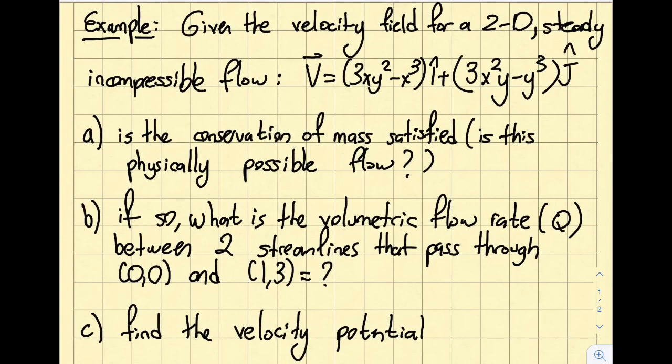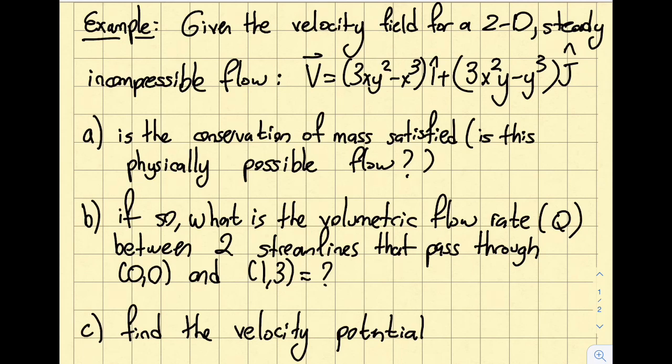Given the velocity field for a 2D steady incompressible flow, the velocity is given as (3xy² − x³)i + (3x²y − y³)j. Is the conservation of mass satisfied? Or, an alternative way of asking this question: is this a physically possible flow? If so, basically if the conservation of mass is satisfied, what is the volumetric flow rate?